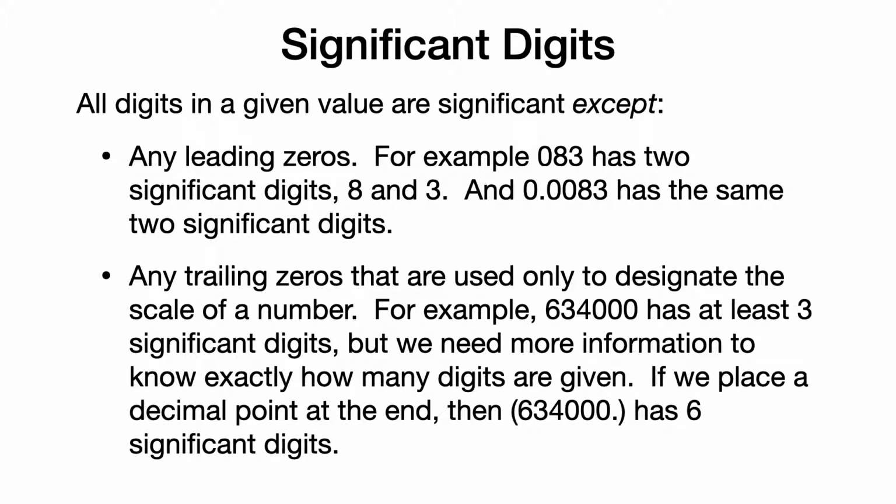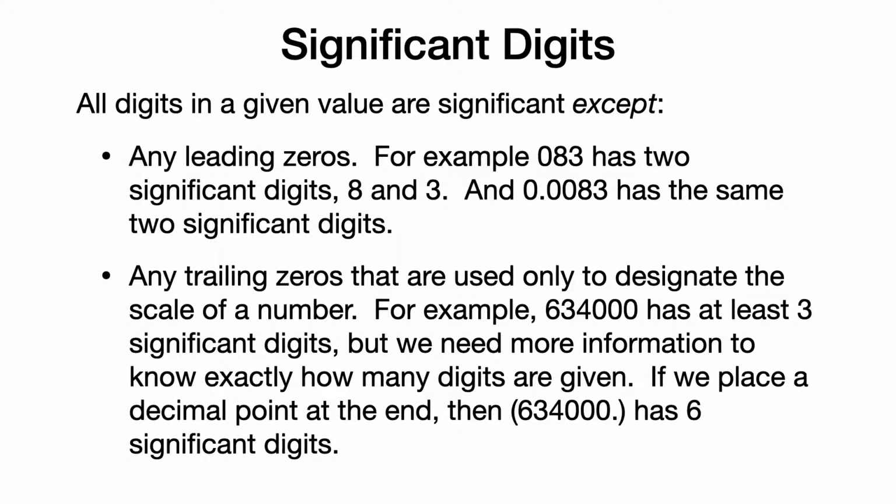Any trailing zeros that are used only to designate the scale of the number are also not significant. For example, the number 634000 has at least three significant digits, but we actually need more information to know exactly how many significant digits there are in this number. Now, if we place a decimal point at the end of all those zeros, then that actually means that all those zeros are significant, and there are 6 significant digits.